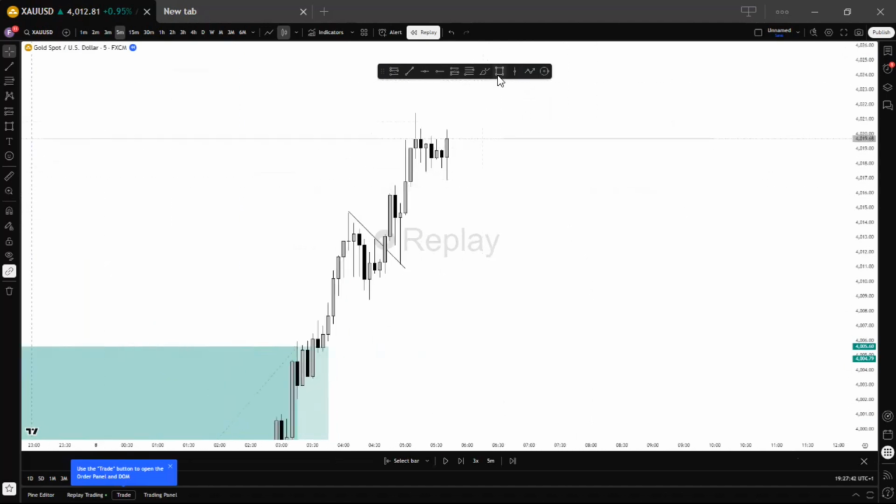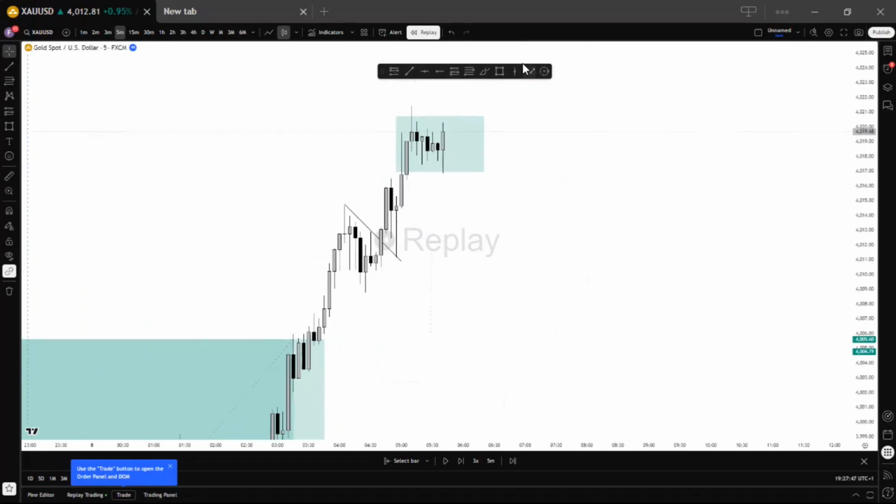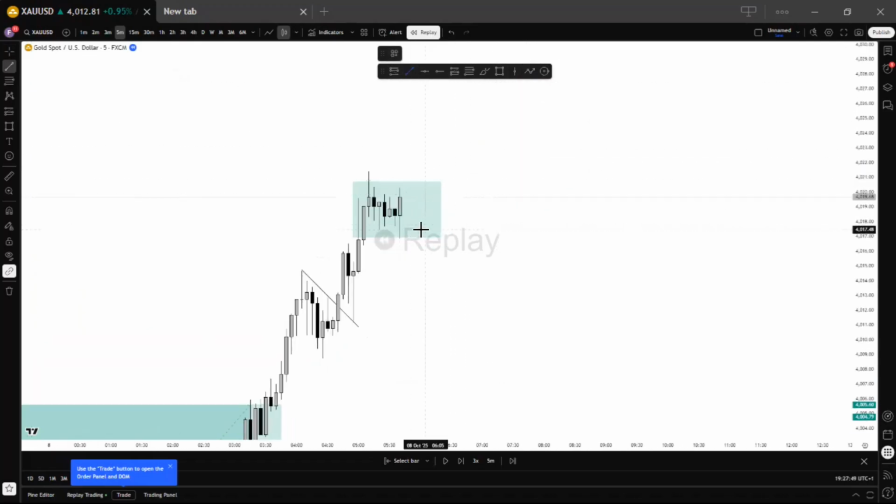But then here is this. This is the base. So we have a rally base. The next thing to expect is what? A rally. Now, how do you know that? So you will observe.